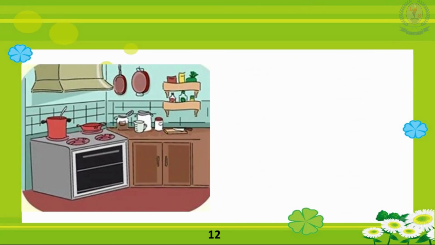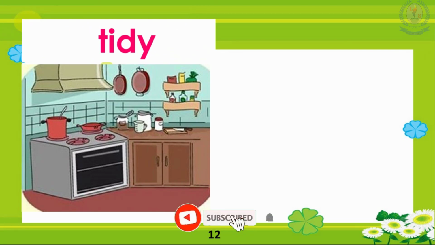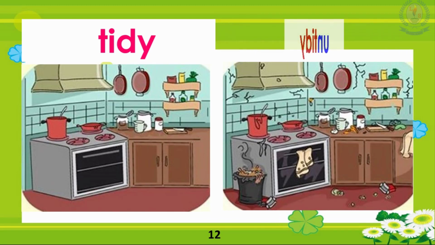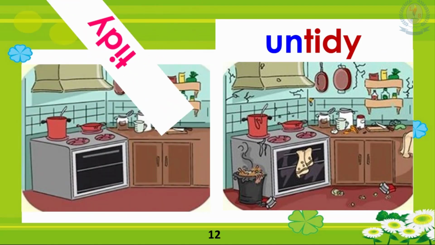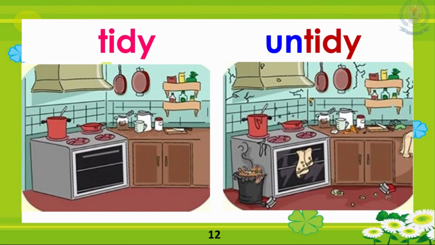Now look at this kitchen. It's tidy. It's a tidy kitchen. Then the other kitchen is not tidy. Then what's the opposite of tidy? Is it untidy or distidy? Yes, it's untidy. Tidy and untidy.